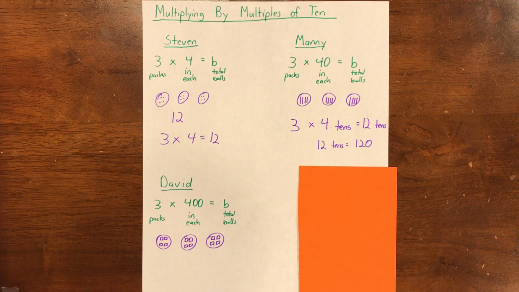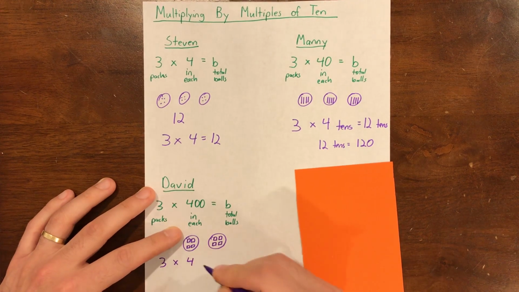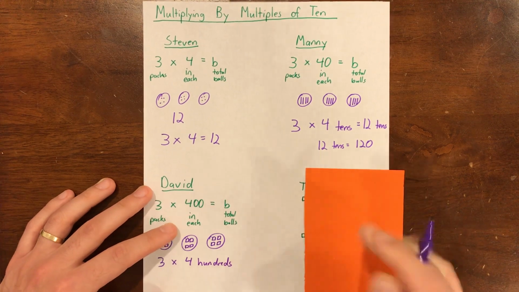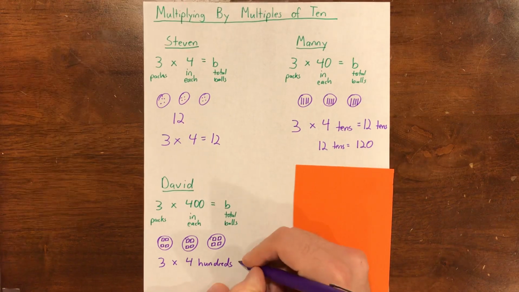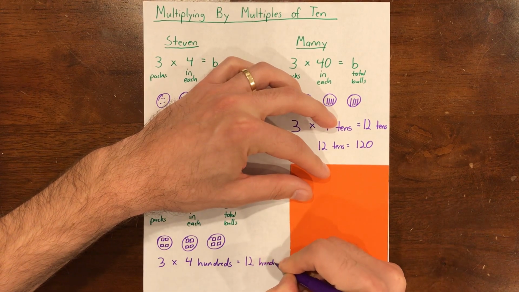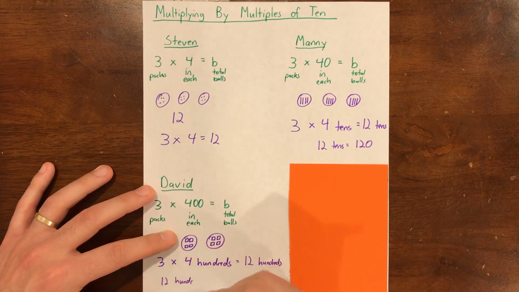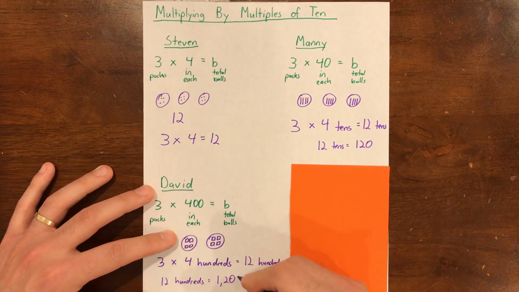Yeah, we could think of 3 times 400 as 3 times 4 hundreds. Well, 3 times 4 is 12. So 3 times 4 hundreds is what? Say it out loud. Yeah, 12 hundreds. Okay, 12 hundreds is the same as 1,200.